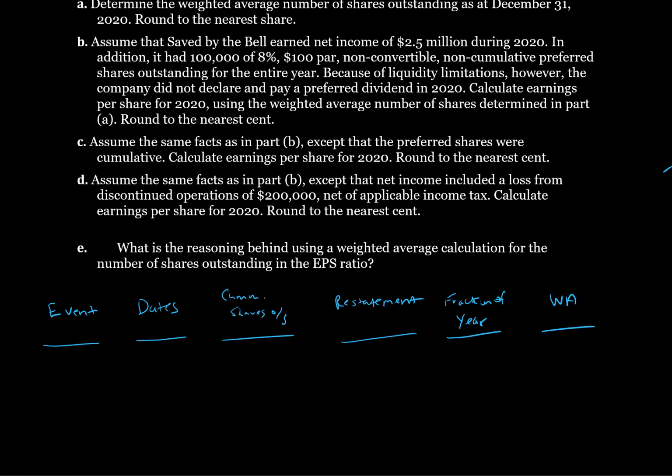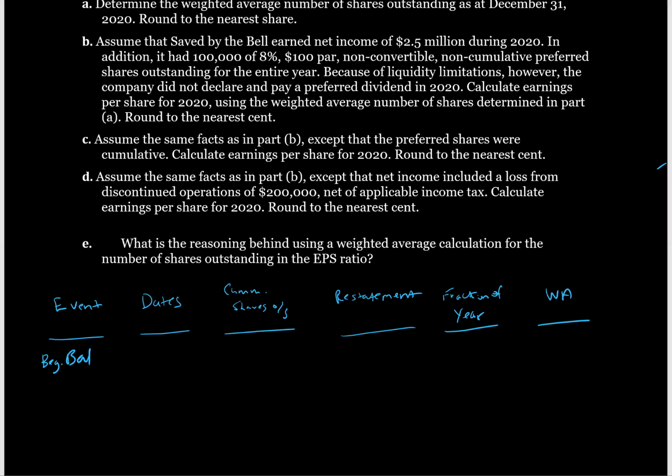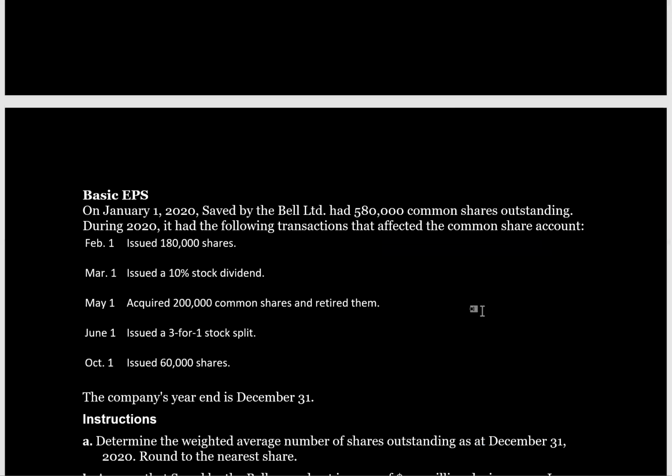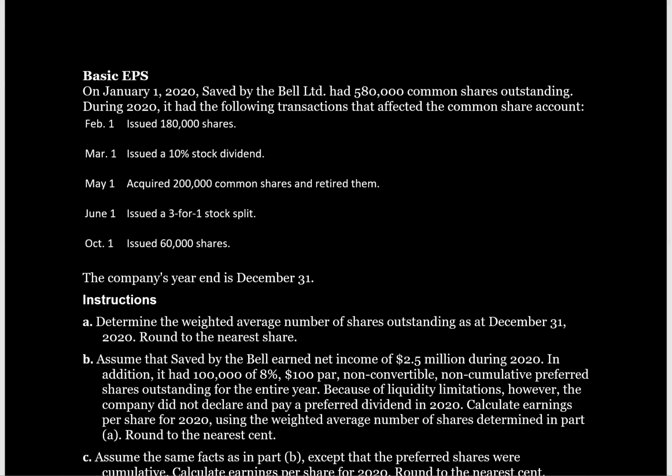So the first thing that we normally have as our first event is going to be the beginning balance. So let's take a look back up at the question and see what our beginning balance was. So we can see that Saved by the Bell had 580,000 common shares outstanding on January 1st, 2020. So we know that's January 1st as the date. And when does that change?